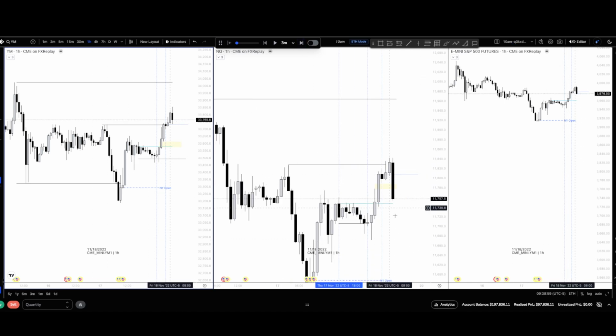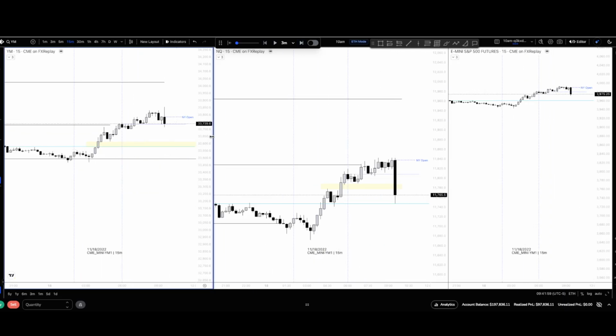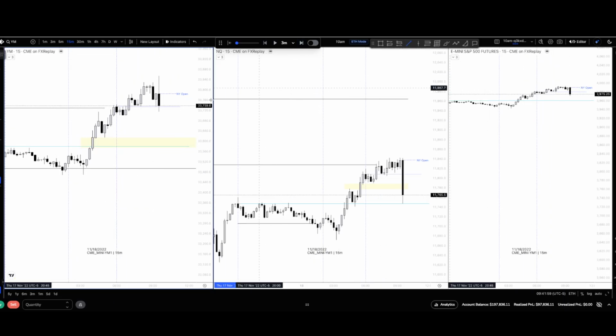NQ does go down into this gap and is disrespecting this gap currently. I would just wait for a 15-minute swing here.